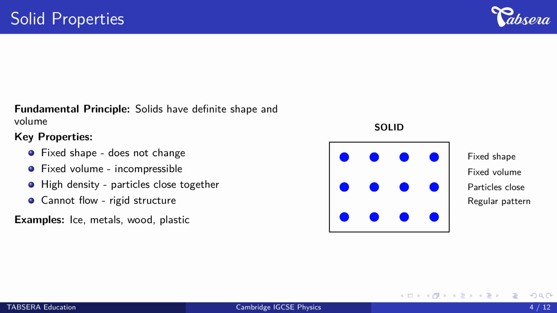Let's explore our first core concept, solid properties. The fundamental principle states that solids have definite shape and volume. This means they maintain their form without external support. The key properties are: first, fixed shape. A solid does not change its shape unless force is applied. Second, fixed volume. Solids are incompressible under normal conditions. Third, high density. Particles are packed closely together. Fourth, cannot flow. The rigid structure prevents movement. Examples include ice, metals, wood, and plastic.